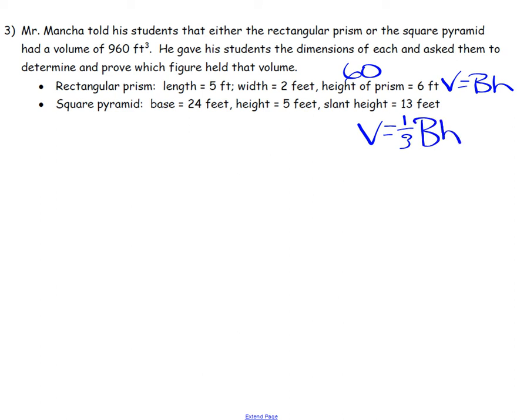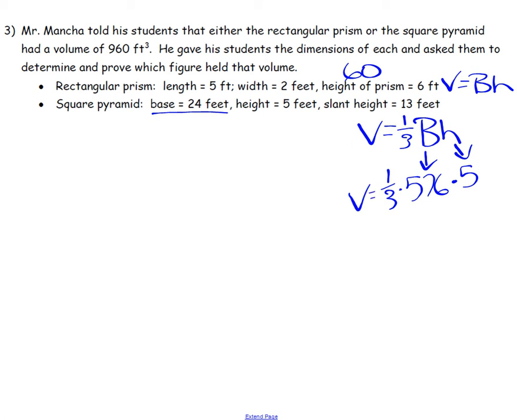Since we have a square pyramid, the area of the base is going to be 24 times 24. I got 1,560. Aren't you supposed to multiply? 24 times 24 is 576. What is the actual height? It's 5. Do we use the slant height when we're talking about volume? Slant height we only use for surface area.